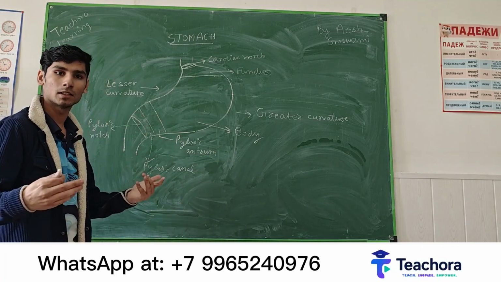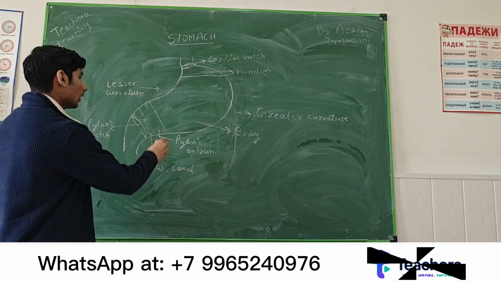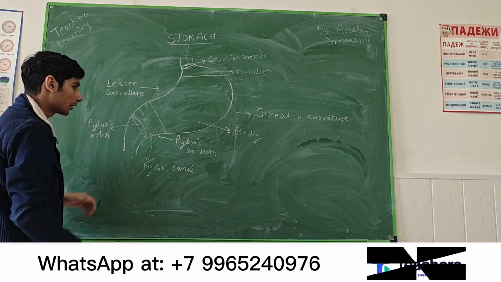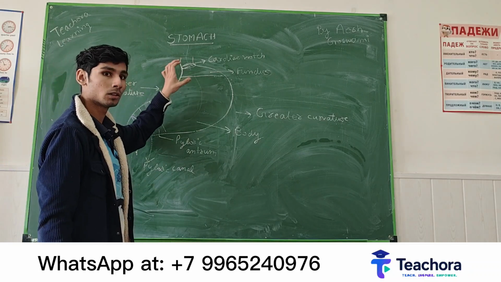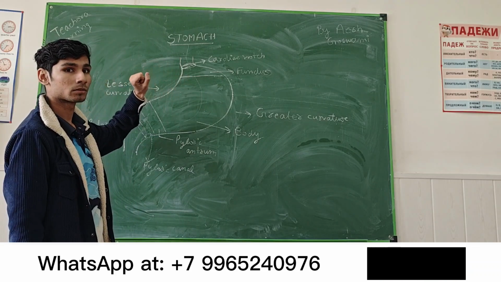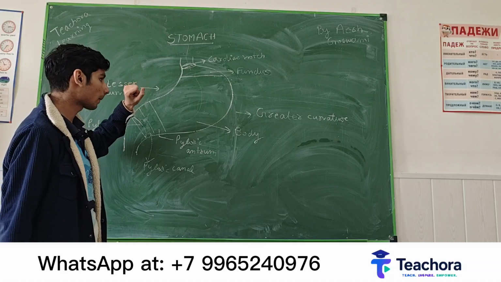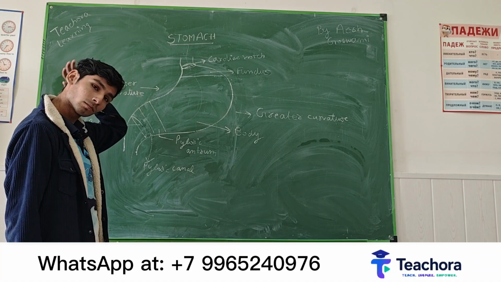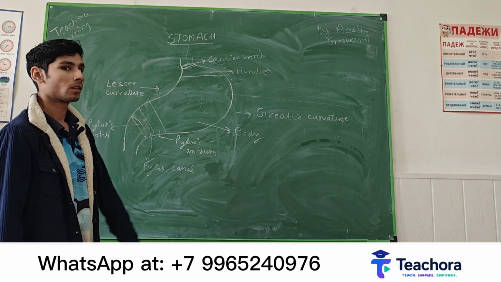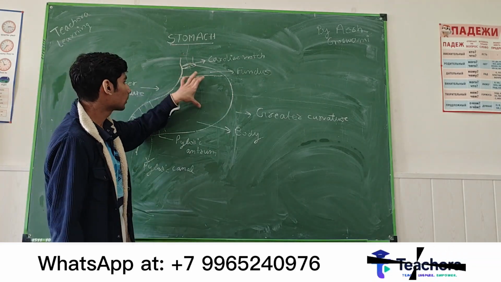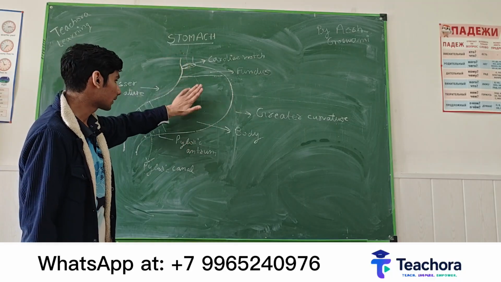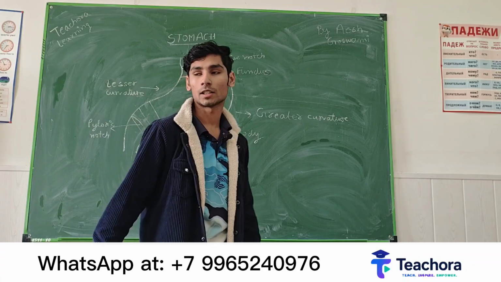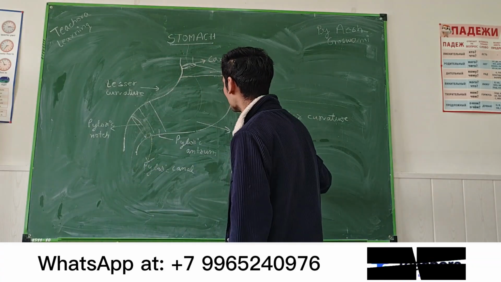Pyloric canal means a canal, like a river canal. The food comes down from the esophagus through the cardiac notch, settles in the stomach, and goes down towards the duodenum via the pyloric canal. So this is the full structure that you have to know about the stomach.